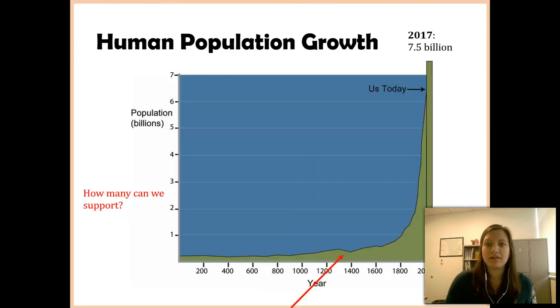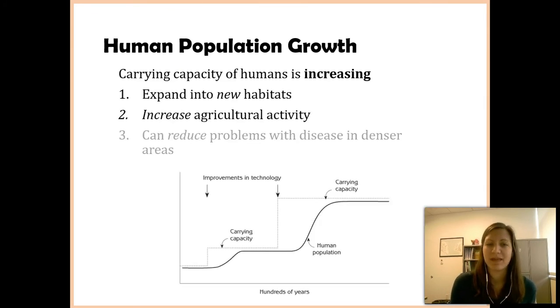So although this graph looks scary, and there are problems associated with this type of growth, it's not the end of the world. We can support all of these humans. However, there might be sacrifices to the environment because of that. And that's kind of what we explore in this course.